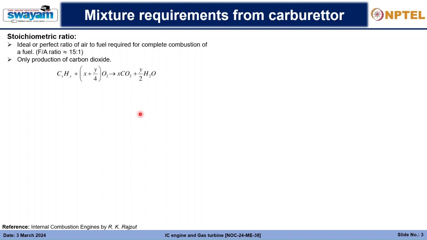And now in the engine cylinder also we need complete combustion, but you will see that for different cases the complete combustion is not desirable. So rather we will have to shift from the stoichiometric ratio, and why it is needed we will see now.